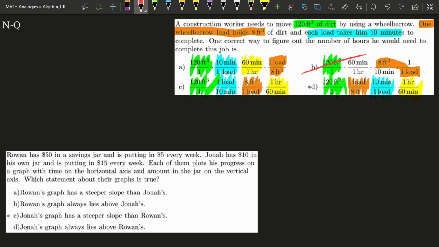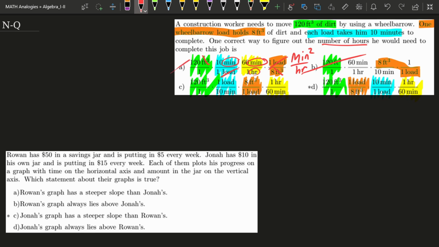So looking at choice A, we know that feet cubed would get rid of feet cubed. And then we would have a minute squared. I don't know if we want a minute squared. We would have load get rid of load, and we would also have hour. So the units here would be minutes squared per hour, and that is not exactly what we want. We want the number of hours, not minutes squared per hour.